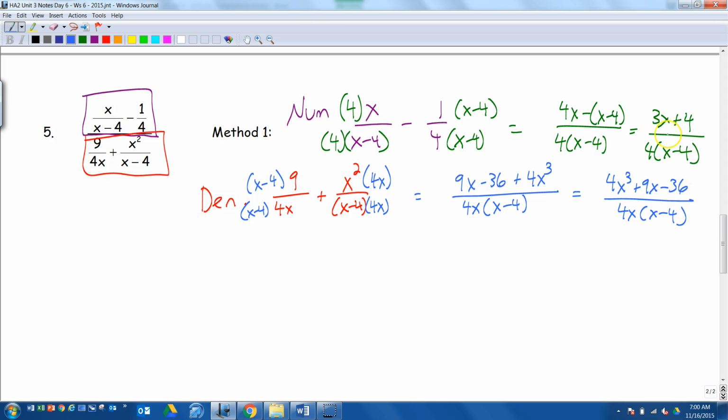Okay, so I have numerator divided by denominator, right? There's a division sign here. But when you divide this by this, you flip the second one and multiply. So now flip. So I get the first piece is still, the numerator just stays the way it is.